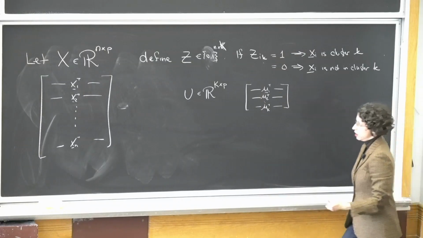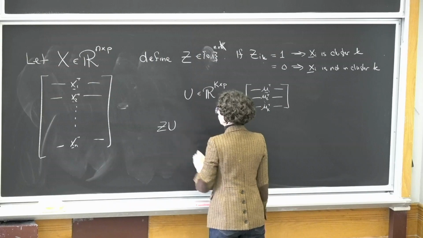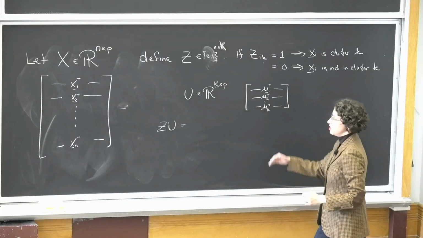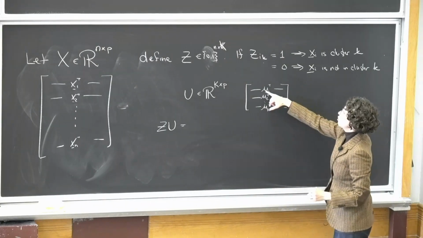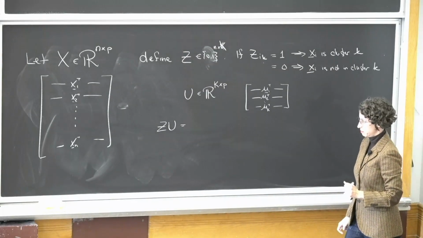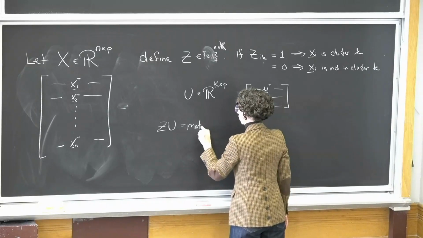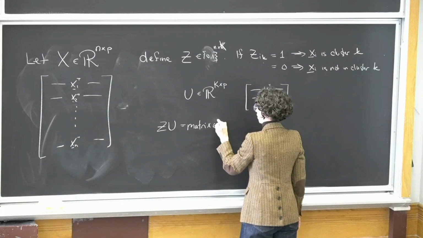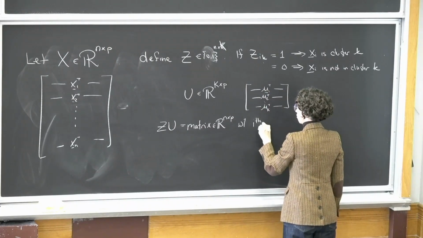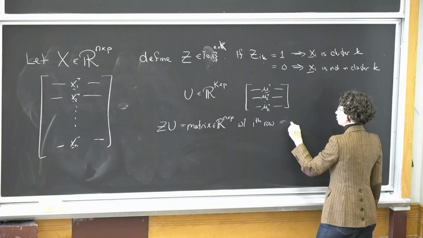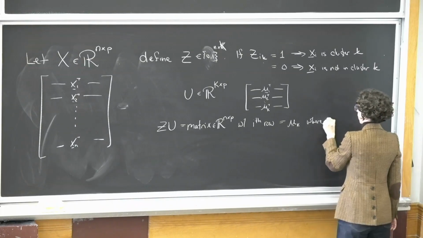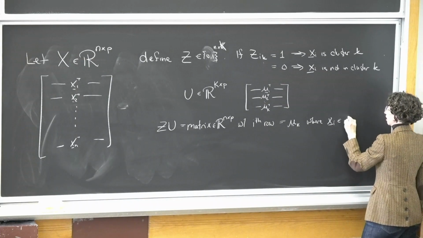And so now if we look at the product, Z times U, what that's going to give us is a matrix where the ith row is going to correspond to the mean associated with the cluster that xi is in. So it's a matrix that is n by p, same as X, with the ith row being equal to mu sub k, where sample xi is in cluster k.